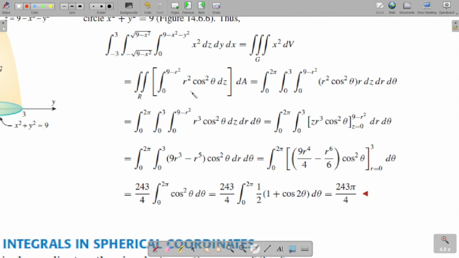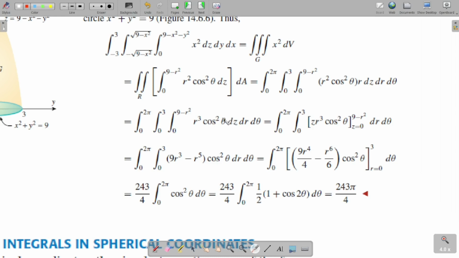Now you can do the integration in this way. In the place of x square, you have r square cos square theta. Limits of z are 0 to 9 minus r square. And limits of r are 0 to 3 and limits of theta 0 to 2 pi. And here dA is replaced by r dr d theta. So altogether you have to integrate the function r square into r. You have r cube cos square theta dz dr d theta.